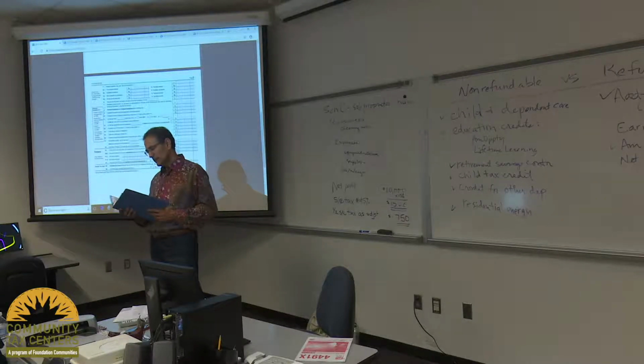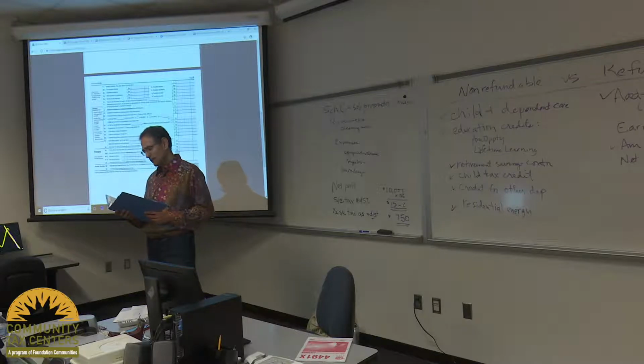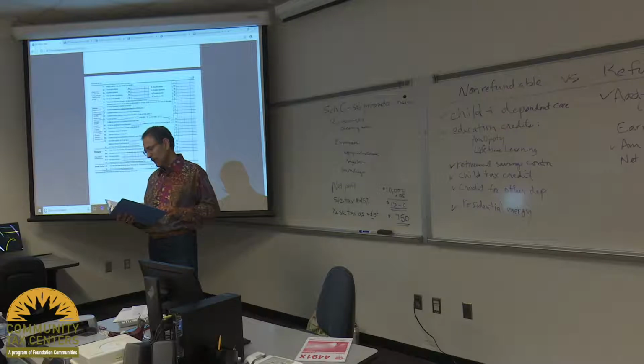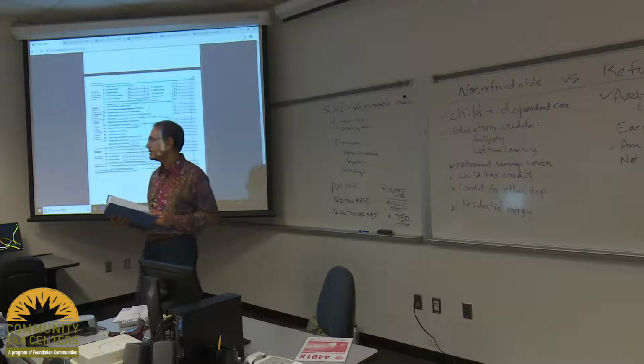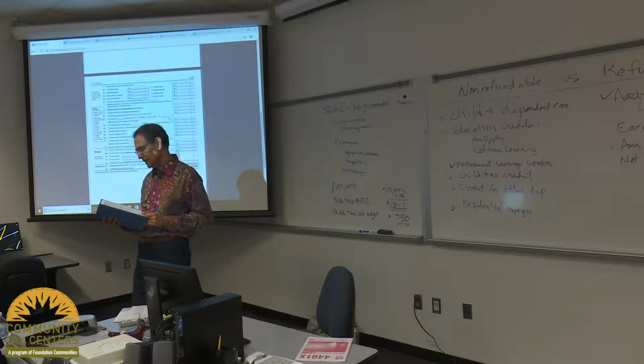Must be a U.S. citizen or resident alien. Can't file Form 2555, that's related to foreign earned income. Investment income must be $3,500 or less. And we're talking about interest and dividends, that's stocks. That's what investment income is. And you can't be a qualifying child of another person.